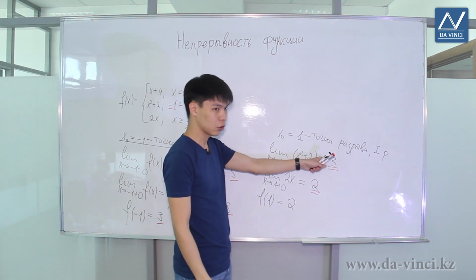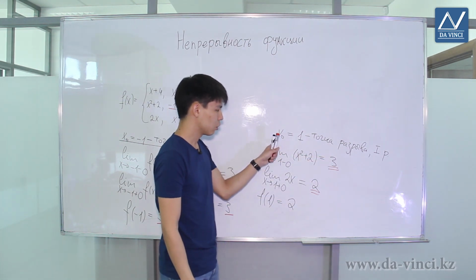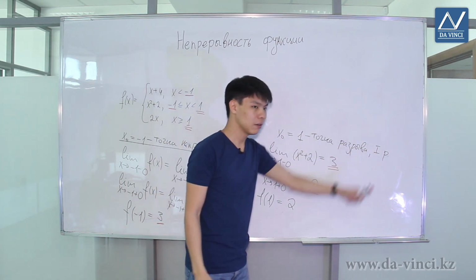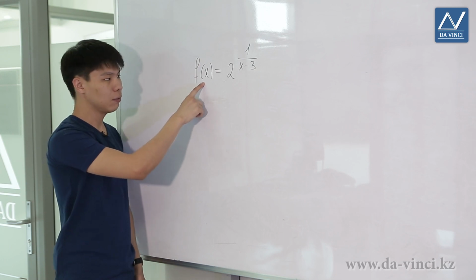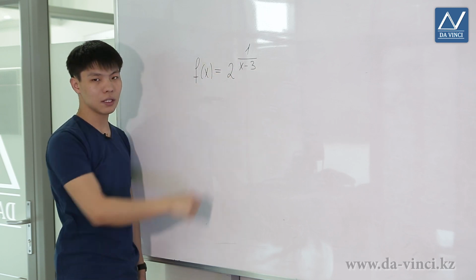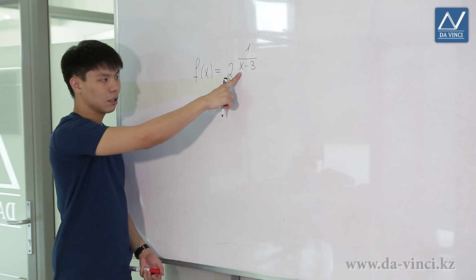So we have a jump from 3 to 2. That is, x0 is a discontinuity point of the first kind. Let's consider another example. We need to investigate for continuity the function f of x equal to 2 to the power of 1 divided by x minus 3.